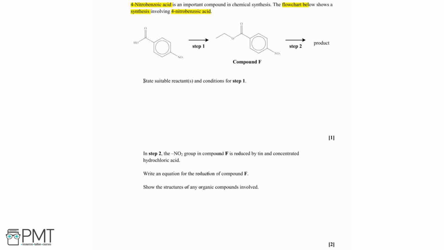And for the first part, we need to state suitable reactants and conditions for step 1, so that's this first step here. So let's look at the differences between our 4-nitrobenzoic acid and our compound F. So we can see that on compound F, we've got an ester group overall. Therefore, this reaction for step 1 is an esterification reaction overall.